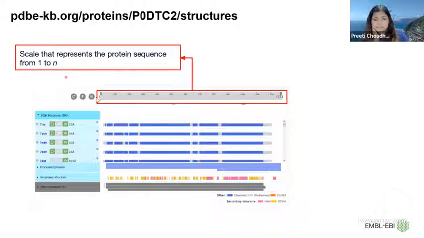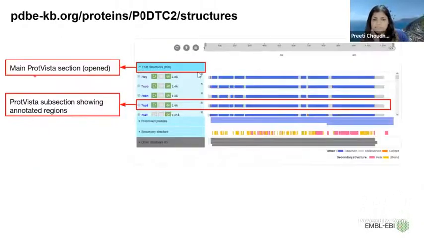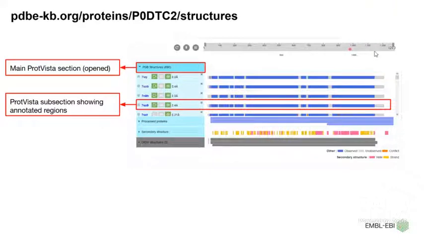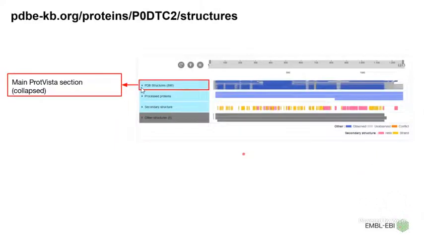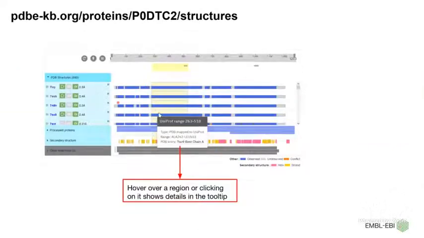Now, here you can see in this viewer, this is the protein sequence, a scale from 1 to the total length of the protein. You have the ProtVista main section and the subsection, which shows you annotations for various residues. You can collapse the main ProtVista section by clicking the arrow. If you hover over any region or click on its details, you can see the details of that particular residue on the tooltip.